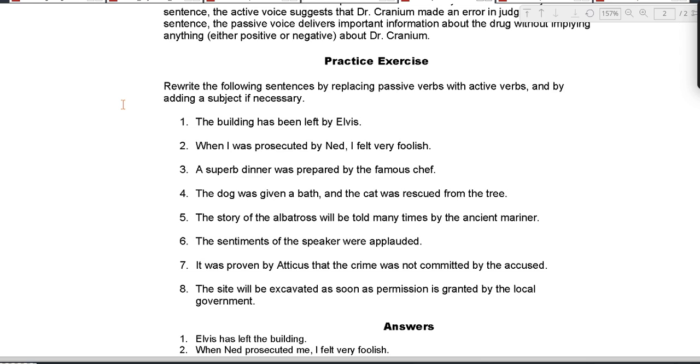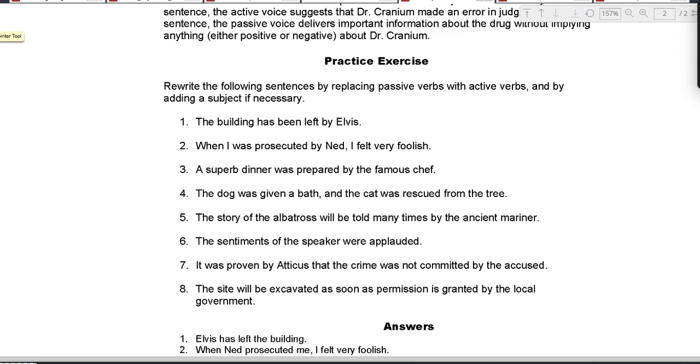When I was prosecuted by Ned, I felt very foolish. Now again, you see, I was prosecuted. It means this is the passive voice. Could you teach me here one more time? So these are the sentences in passive voice, and we have to turn them back to active voice.